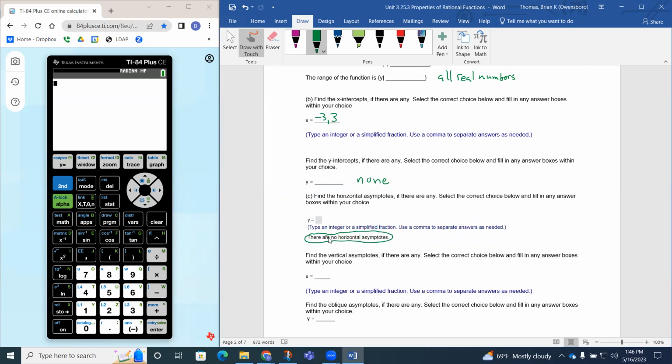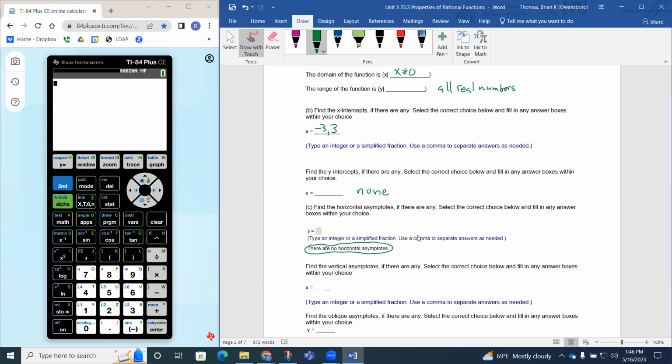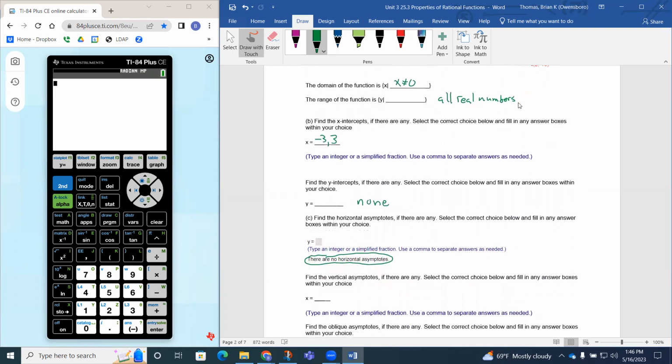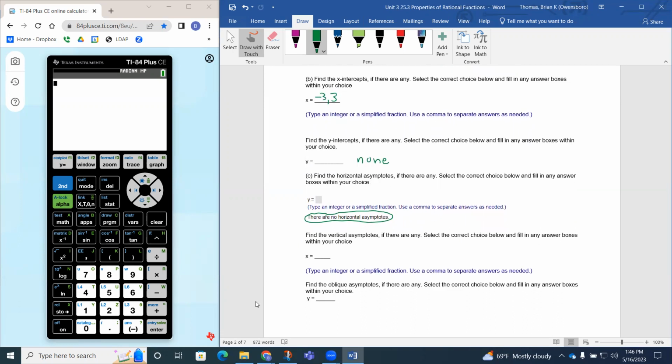So the vertical asymptote, if there is any, is going to be a vertical line, and that's this red line here that goes through the y-axis. So that's defined by the equation x equals the x value, which is 0. So x can never equal 0. That's that domain restriction as well. So notice that the domain restriction is also going to help you identify the vertical asymptote.